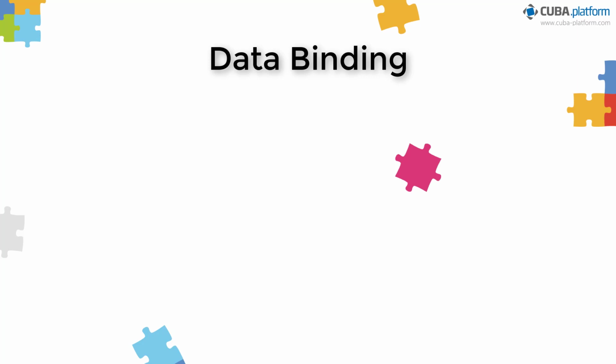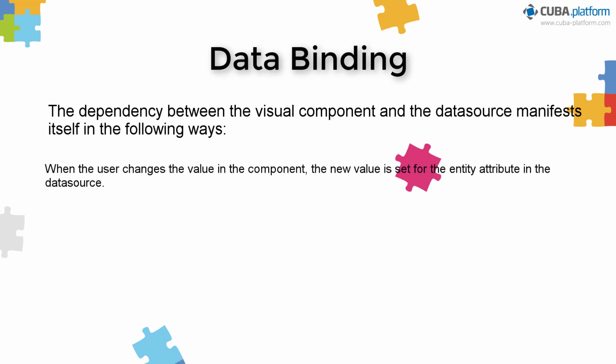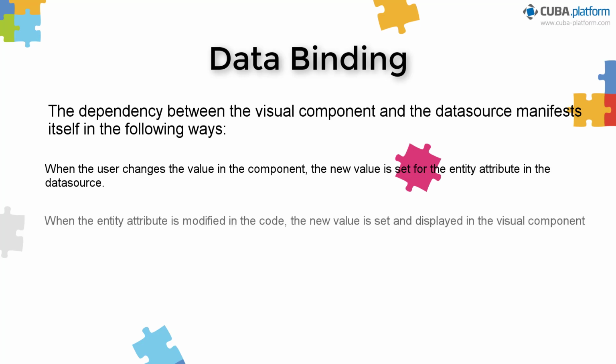Data source provides work of data-aware components. Visual components themselves do not access middleware and get entity instances from related data sources. Furthermore, one data source can work with multiple visual components if they need the same instance or set of instances. The dependency between the visual component and the data source manifests itself in the following ways. When the user changes the value in the component, the new value is set to the entity attribute in the data source.